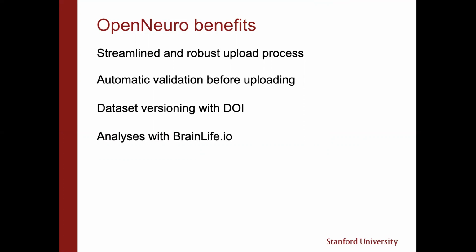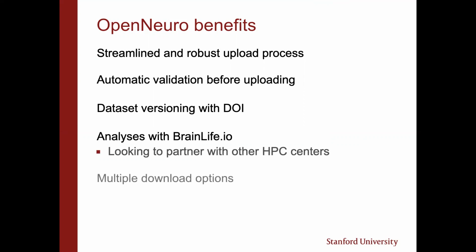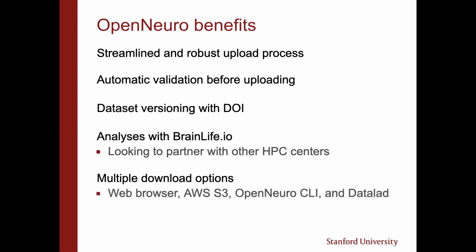We support the analyses of OpenNeuro data with BrainLife.io. BrainLife.io is an independent platform from the Franco Pestilli Lab at Indiana University. We are also looking to partner with other high-performance computing centers to do large-scale analyses. We support multiple download options. These options are through the web browser, AWS S3, OpenNeuro CLI, and DataLad.